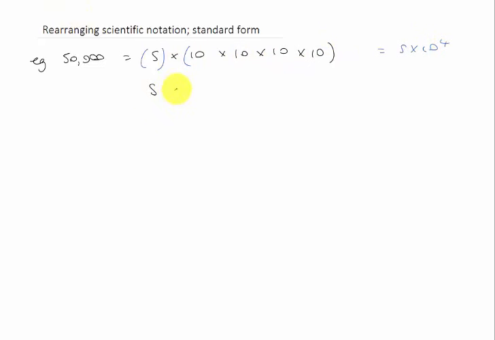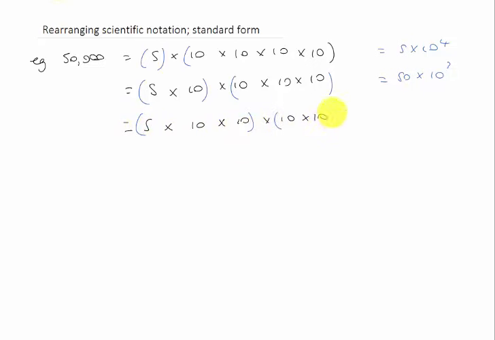Or we can write the same thing out again, times 10 times 10 times 10 times 10. And if we group this and these three, that would give us 50 times 10 to the power 3. 1, 2, 3 tens grouped together. Or we could have, I think you can see where this is going by now. You can group these three together and then these, so that would give us 500 times 10 to the power 2.